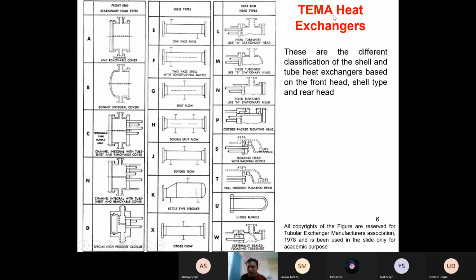the Tubular Exchanger Manufacturing Association. If you look at the documents by this particular institute, you will get different designs, and you have to select some of these designs based on whatever is suitable to your case. Okay, all right.